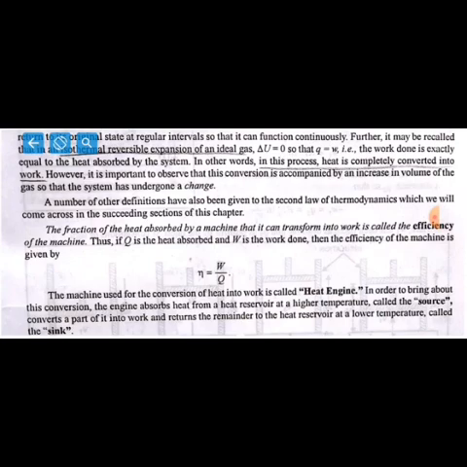The machine used for the conversion of heat into work is called a heat engine. In order to bring about this conversion, the engine absorbs heat from a heat reservoir at a higher temperature called the source, converts a part of it into work, and returns the remainder to the heat reservoir at a lower temperature called the sink.